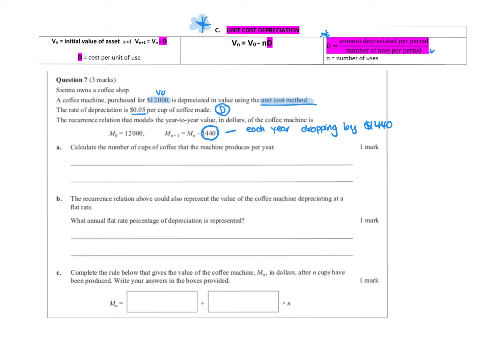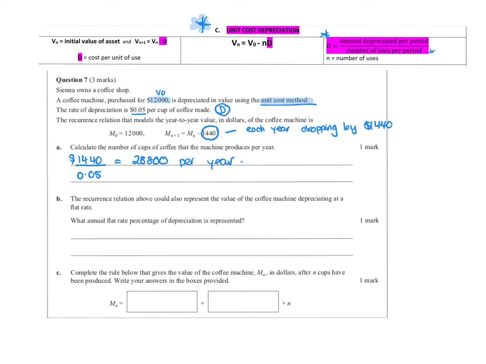So we know it's dropping by 1440, but we know it costs 0.05 per cup. So then we can do that, and we're going to find out how many times it is used per year, and we get 28,800 per year.